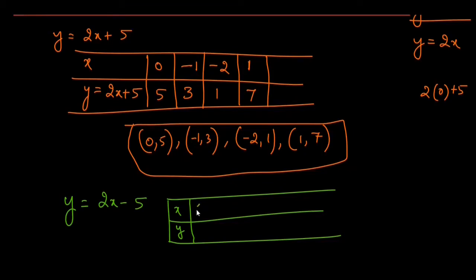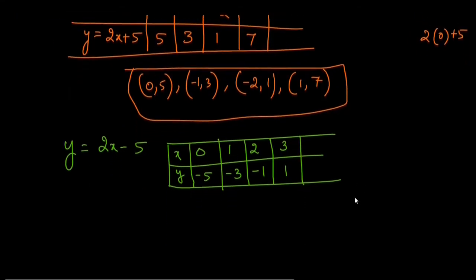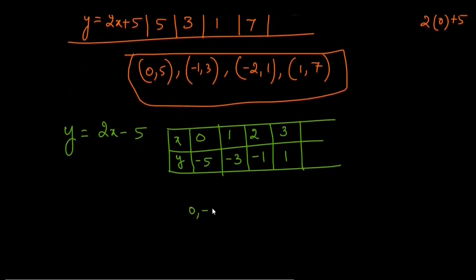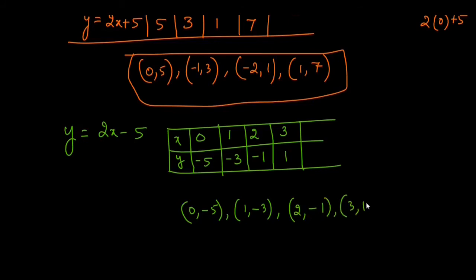For x equal to 0, y is minus 5. If x is equal to 1, y is minus 3. If x is equal to 2, y is minus 1. If x is equal to 3, y is 1. So let us take these points (0, -5), (1, -3), (2, -1), (3, 1).